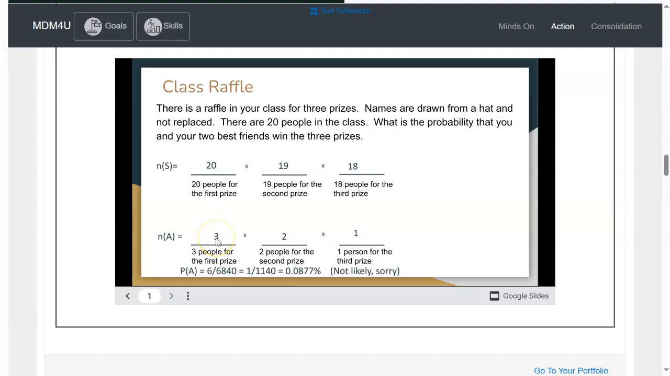You have 3 options for first, 2 options for second, 1 for third, or the other way around, right? If you choose third place first, you're going to have 3 options here for who comes third, then 2 options for second, 1 for first. Anyway, when you multiply them, you'll end up with 6 again.